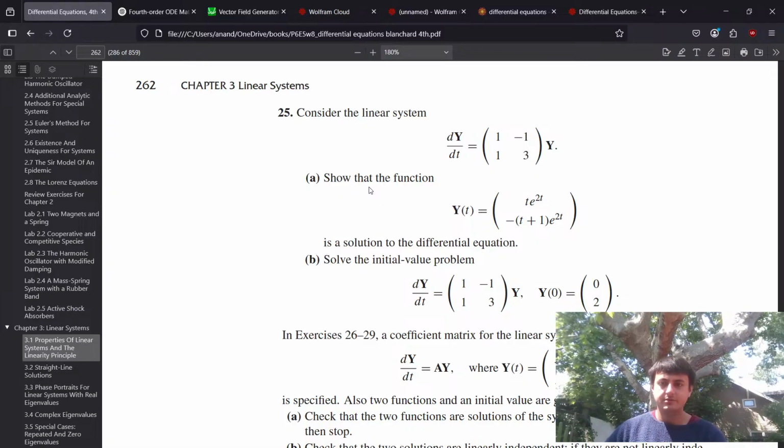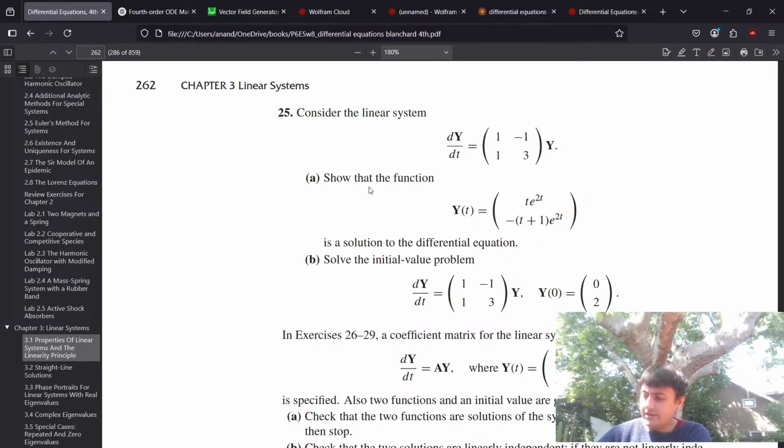All right, so let's just set it up. y prime is equal to [1, -1; 1, 3] times y. Then we get: show y of t equal to t e^t and (-t + 1) e^(2t) is a solution.